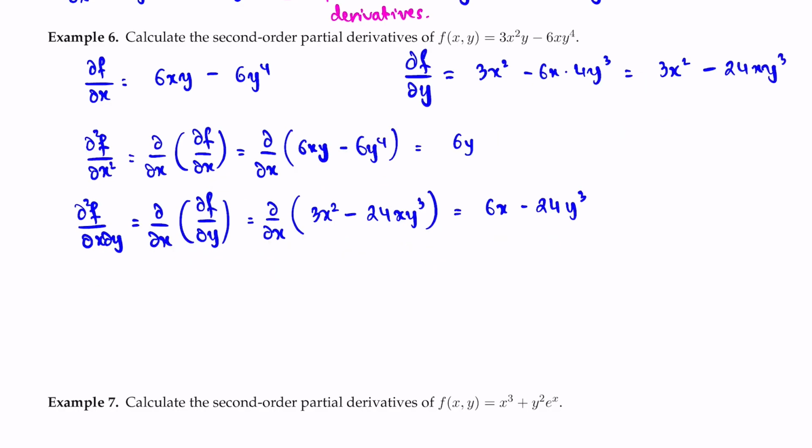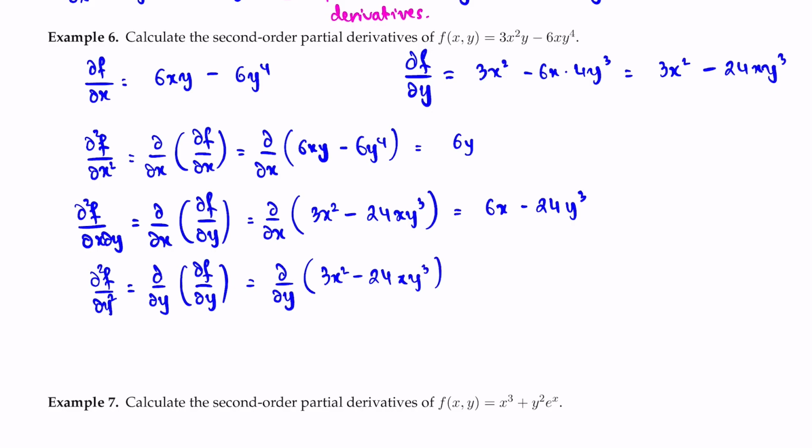Now next, we're going to do partial squared f partial y squared. That is partial y of partial f partial y, or partial y of 3x squared minus 24xy cubed. In this context, x is a constant, and therefore the partial derivative of 3x squared with respect to y is 0. Minus 24 times x times 3y squared, so this is going to be negative 72xy squared.